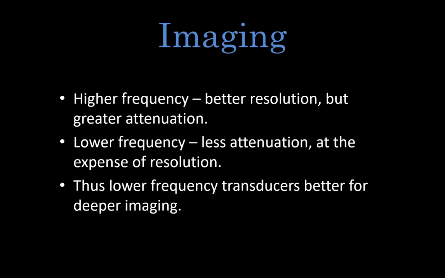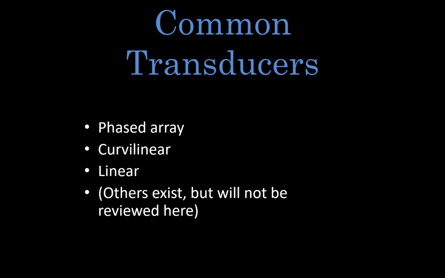Thinner elements have higher frequency wavelengths and thus give higher resolution. That is, they have shorter spatial pulse length and better axial resolution. The trade-off is greater attenuation, which limits the effective depth of imaging. Conversely, when you have thicker elements with lower frequencies, they have less resolution, but they have improved imaging at greater depths in the tissues. Probably the three most commonly used ultrasound transducer types are the phased array, curvilinear, and the linear. There are other types for more specific applications, but we will not be reviewing them here.